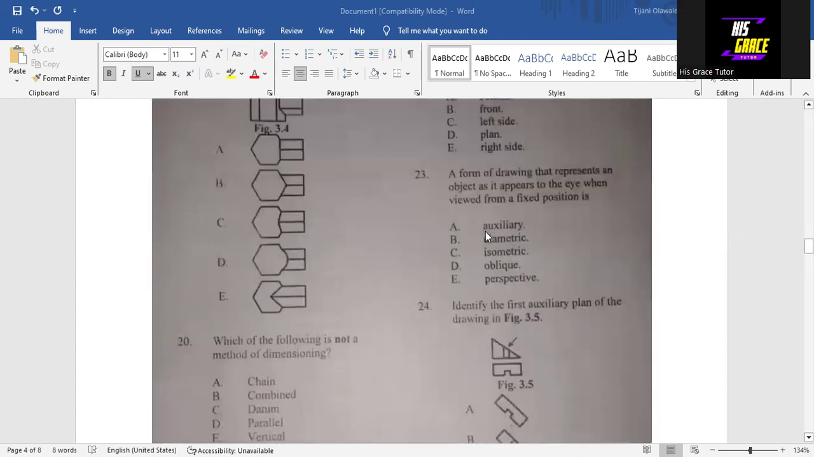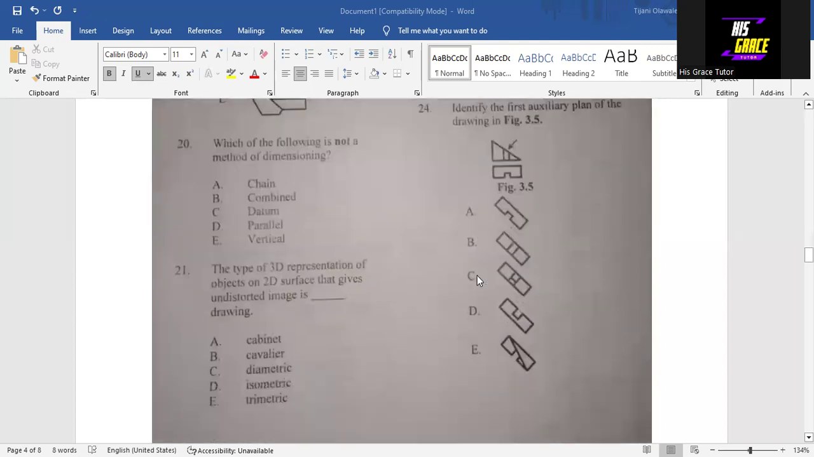Then question 23. A form of drawing that represents an object as it appears to the eye when viewed from a fixed position is a perspective drawing. That is option E, the answer to that question. Then move to question 24. Identify the first auxiliary plan of the drawing in figure 3.5. The answer is option A.